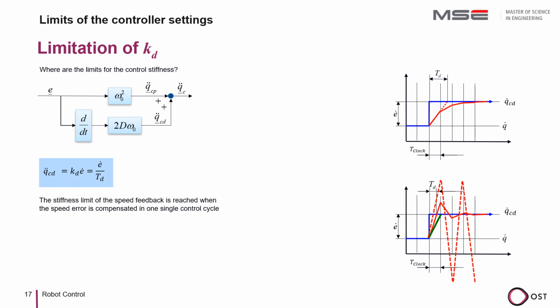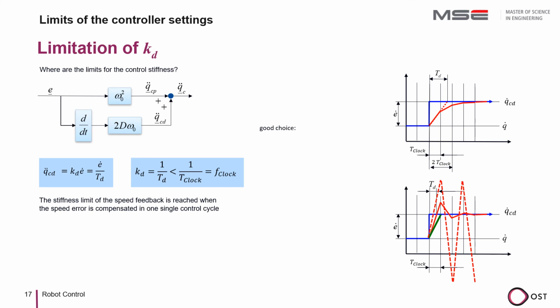It can therefore be said that the stiffness limit of the velocity feedback is reached when the velocity error is compensated in one single control cycle. It can therefore be said that Td must never be smaller than the controller cycle for physical reasons. But where is the limit in everyday reality? What is possible? We have assumed that the control is calculated within every control cycle, from reading the sensor to energizing the actuator. But this is not correct.